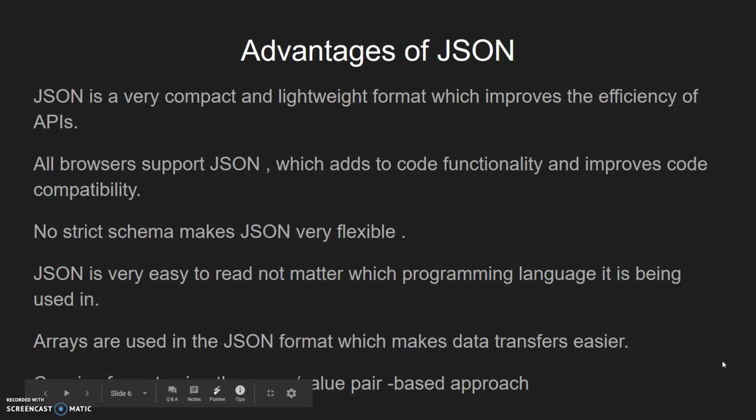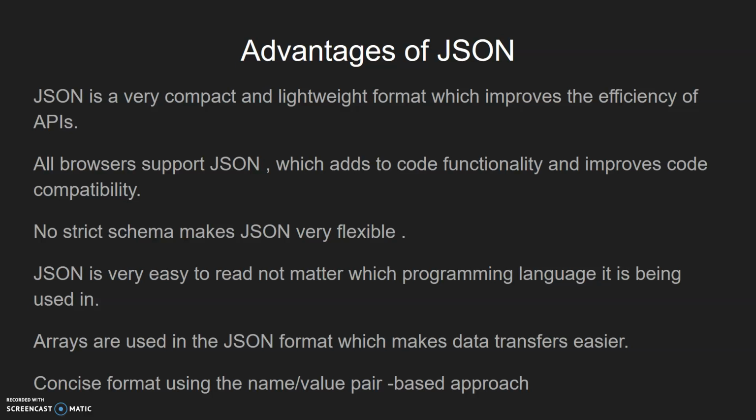Now, what are the advantages of JSON? It's a very compact and lightweight format that improves the efficiency of APIs pretty noticeably, and it's really widely supported. All of the main browsers support it. In fact, I think all browsers support it. So that's great for applications, because it means they're going to work the same way on all the different browsers, and there's going to be compatibility there. JSON doesn't have a strict schema, so it's really flexible.